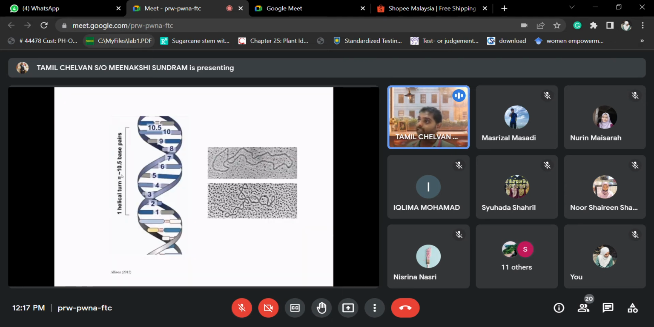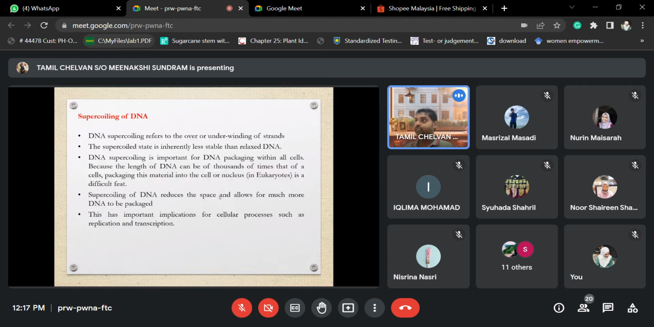Okay, one helical turn is almost 10.5 base pairs. Okay, base pairs means this is one base, 2 bases, 3, 4, almost 5. For one turn it has 10.5 base pairs. Okay, this is how you see the base pairs. Okay, this is the tertiary structure. It is coiled up. You see, it starts from here, it turns, it goes back in. It is coiled up as a circle. This one is also coiled up. Okay, that's a tertiary structure.